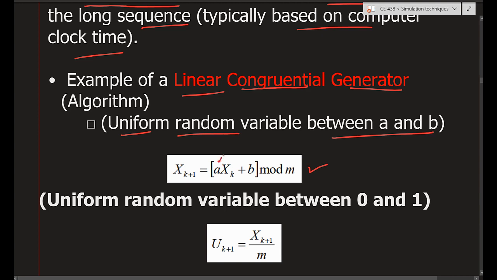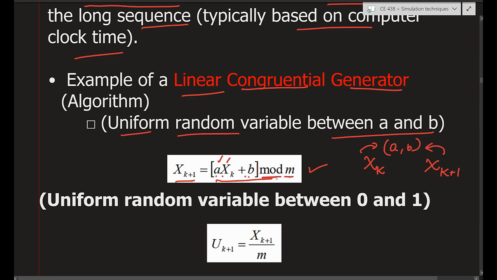It is a times xk plus b mod m, and this will give me the next number, that is xk plus 1. Let's try to understand all this. At a certain point of time we have generated a random number xk, and then we want to generate another random number xk plus 1, that is the k plus 1th iteration. We use this formula, and this will give me a number between a and b. So my xk is between a and b, and my xk plus 1 is also between a and b. And this formula says a times xk plus b mod m.